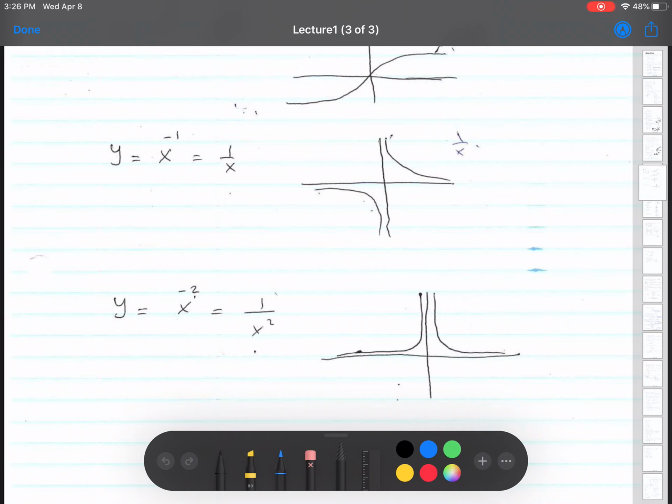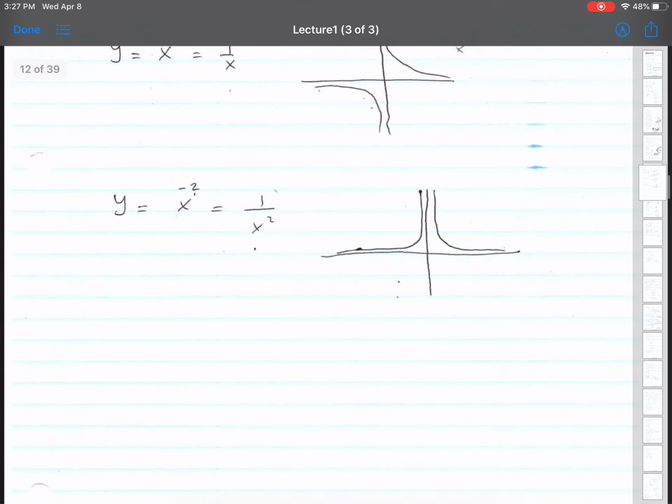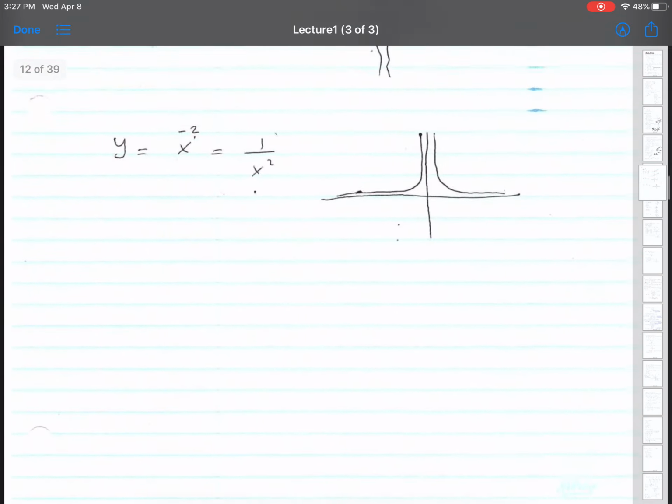So if it is a fractional exponent with an even denominator, it's always going to be with a positive exponent, and the graph will look like this. There will be no negative graph. And if it is a fractional exponent with an odd denominator, then it's going to look like this. Nothing will be here. So I think this is pretty much it.